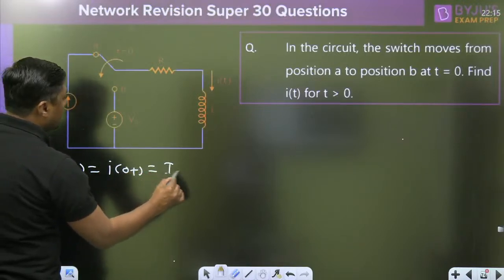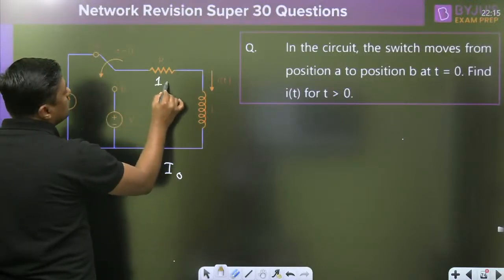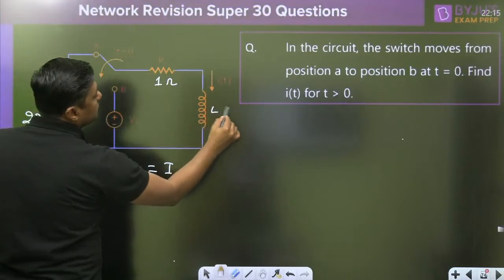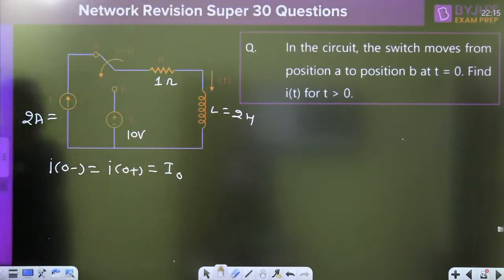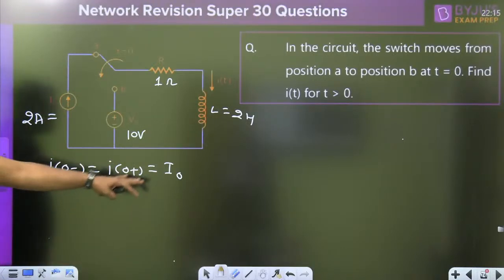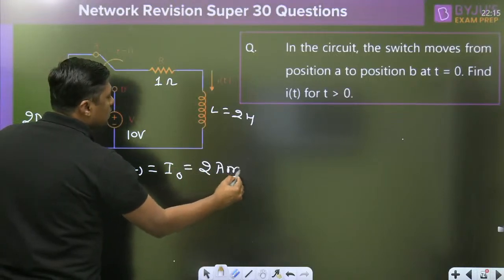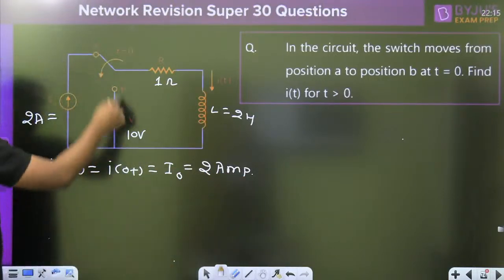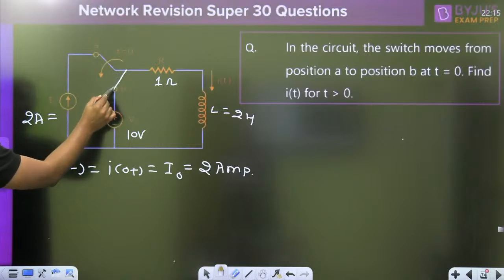I naught. In the GATE exam they will give the numerical value: let it be 2 ampere, 1 ohm, 2 Henry, and a 10 volt battery. So I0 negative is equal to I0 positive is equal to I naught, which is 2 ampere. Now for t greater than 0, the switch is connected here.